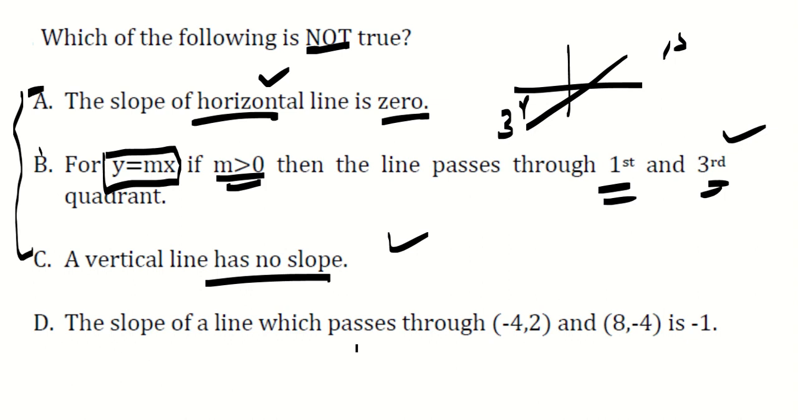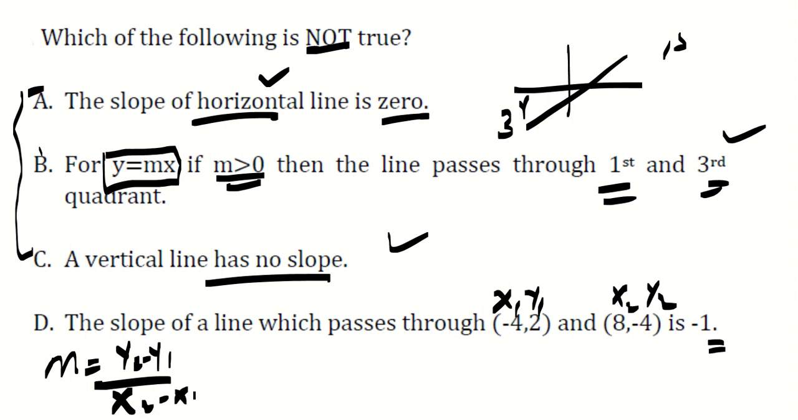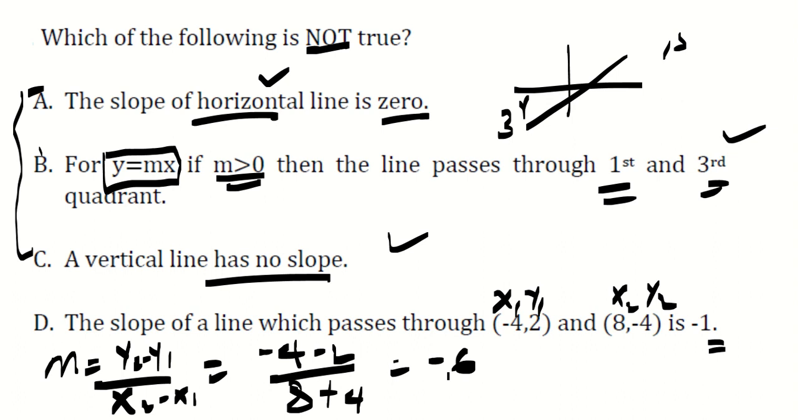And the last one, the slope of a line which passes through (-4, 2) and (8, -4) is -1, it says. We can check here. This one as x1, y1. This one as x2, y2. When we are trying to find the slope, it will be y2 minus y1 over x2 minus x1. When you do that, -4 minus 2 over 8 minus -4, or 8 plus 4, negative 6 over 12. It's going to be -6 over 12. When you simplify, it will be -1/2. It's not -1, you see?